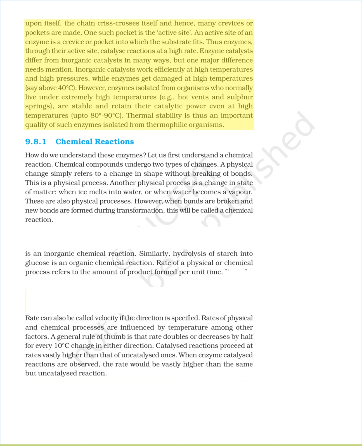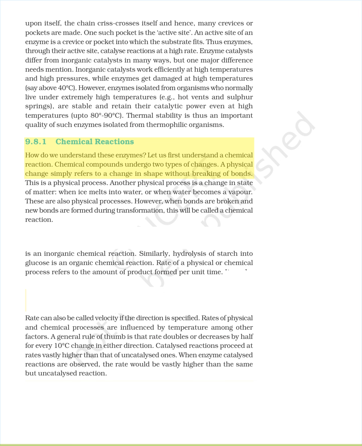Enzyme catalysts differ from inorganic catalysts in many ways, but one major difference needs mention. Inorganic catalysts work efficiently at high temperatures and high pressures, while enzymes get damaged at high temperatures, say above 40 degrees Celsius. However, enzymes isolated from organisms who normally live under extremely high temperatures, e.g., hot vents and sulfur springs, are stable and retain their catalytic power even at high temperatures, up to 80 to 90 degrees Celsius. Thermal stability is thus an important quality of such enzymes isolated from thermophilic organisms.